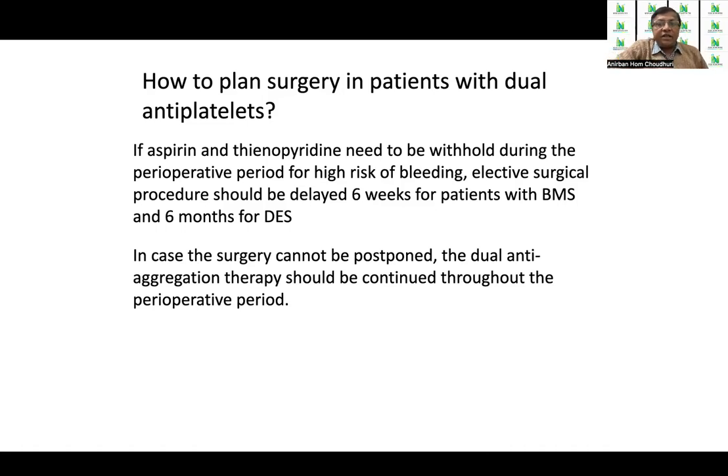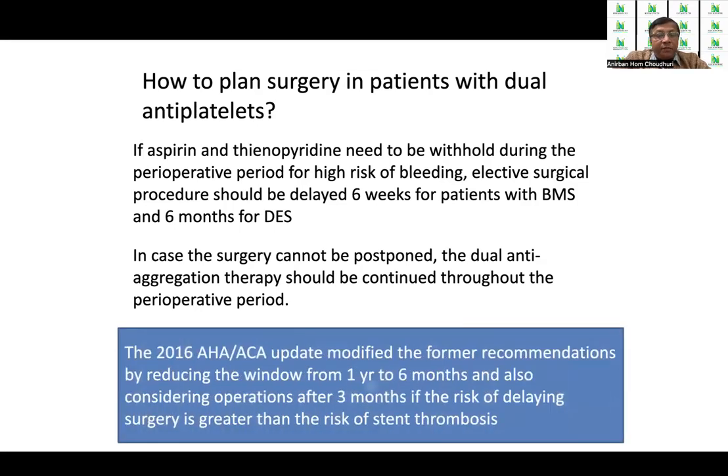So how to plan surgery in patients with dual antiplatelets? Because most of the patients who are stented with drug-eluting stents are on dual antiplatelets. If aspirin and thienopyridine, like clopidogrel, need to be withheld during the perioperative period for high risk of bleeding, elective surgical procedures should be delayed by 6 weeks for patients with bare metal stent and for 6 months for patients on drug-eluting stent. In case the surgery cannot be postponed, then the dual antiplatelet should be continued throughout the perioperative period.